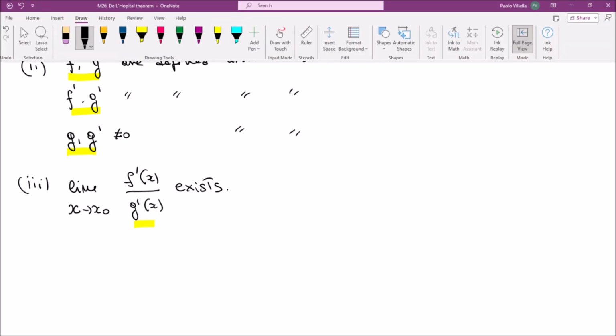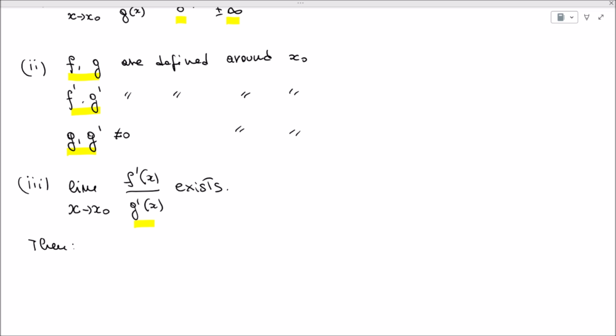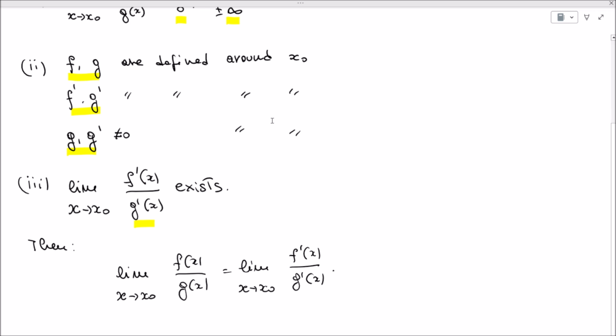Then we can conclude that the limit as x goes to x naught of f of x divided by g of x is equal to the limit as x goes to x naught of f prime of x divided by g prime of x. In other words, rather than trying to solve the limit of f of x divided by g of x, we'll solve the limit of f prime divided by g prime.